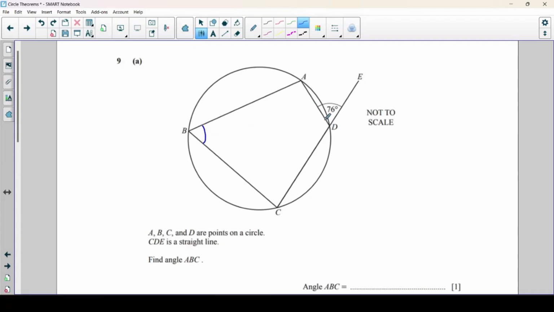Because it's a cyclic quadrilateral, what we'll do is work out this one first, using angles on a straight line. That is 104 degrees, they have to add up to 180. And then opposite angles in a cyclic quadrilateral add up to 180, so that means this one here must be 76 degrees.